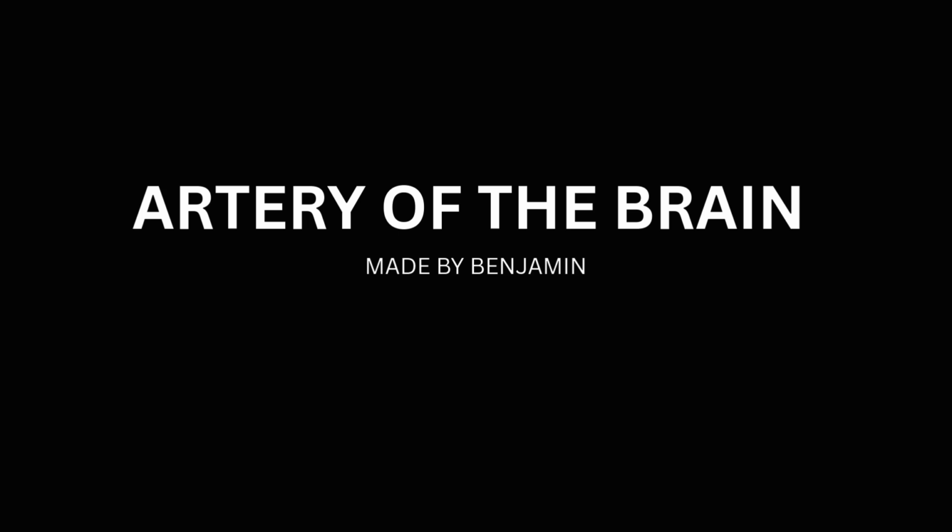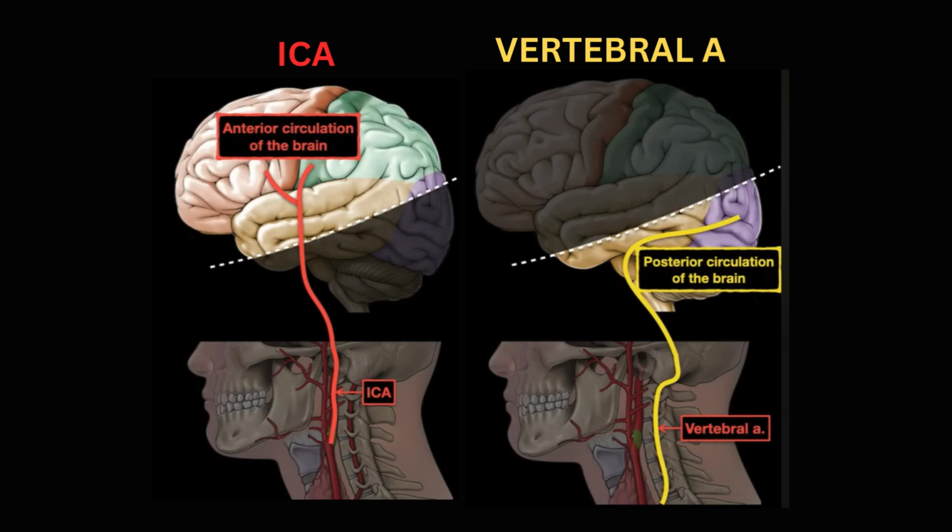Hi guys. Today in this video we're gonna look at the arteries of the brain and the blood supply too. So the brain is actually supplied by the internal carotid artery and vertebral-basilar system. Now the internal carotid artery actually supplies the anterior circulation of the brain, while the vertebral basilar arteries supply the posterior circulation of the brain. So you can see here you have the internal carotid artery and the vertebral basilar arteries.